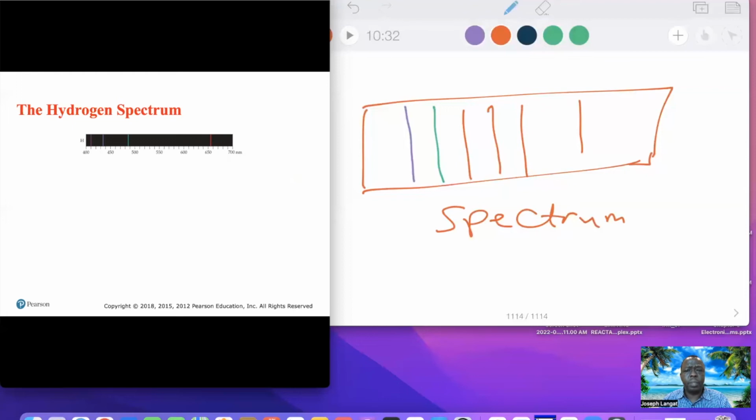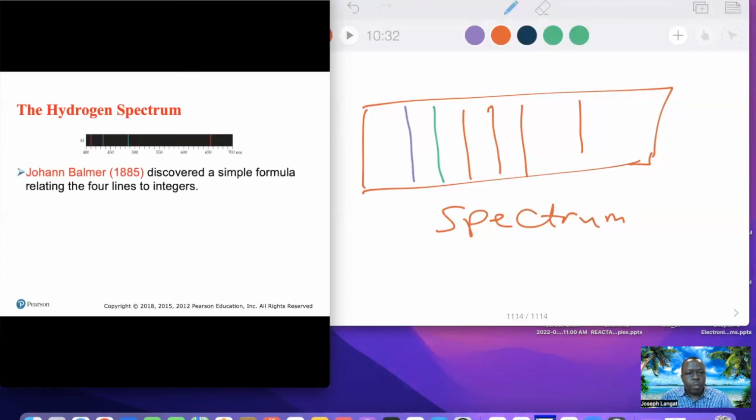But why is it that we have 4 lines? 1, 2, 3, 4. Shouldn't it have been one line for a one electron system? We'll see later on why we see 4 lines. It's a mystery. Stay with me.